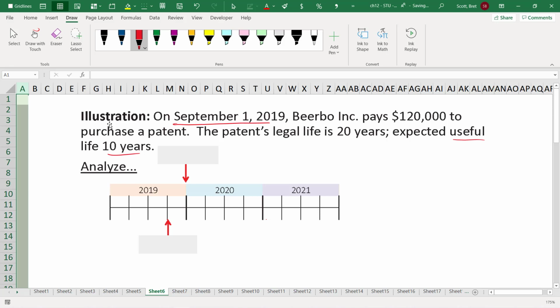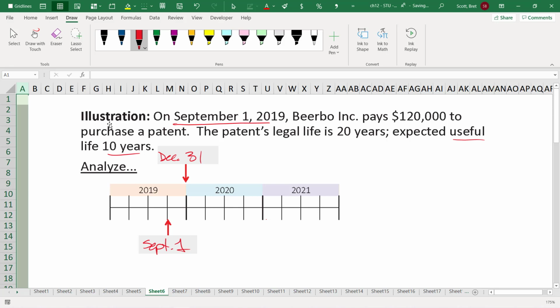So here we are in a timeline. I always recommend when you're given dates, draw a timeline. Saves you a lot of frustration. So we've got September 1st here, and we've got December 31st of 2019, the first year. Assume that Beerbo has a 12/31 year end, unless I tell you otherwise.